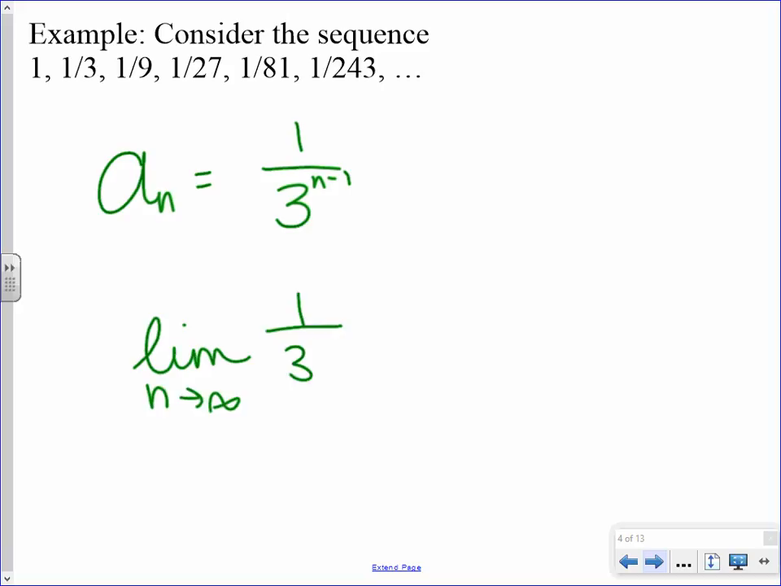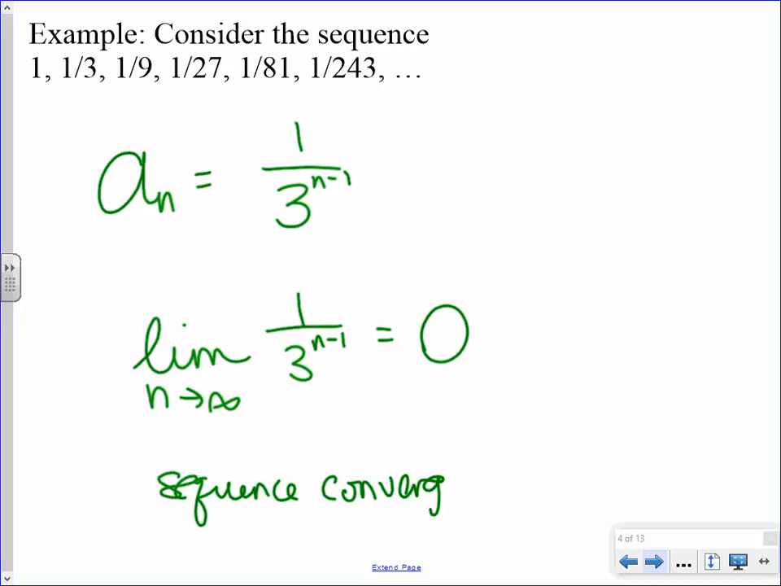Think of it like this. What's that limit going to be? Sammy? Yes. So this sequence converges to 0. The farther we go out, the closer our terms get to 0. Tomorrow we'll talk about what that sum will converge to.